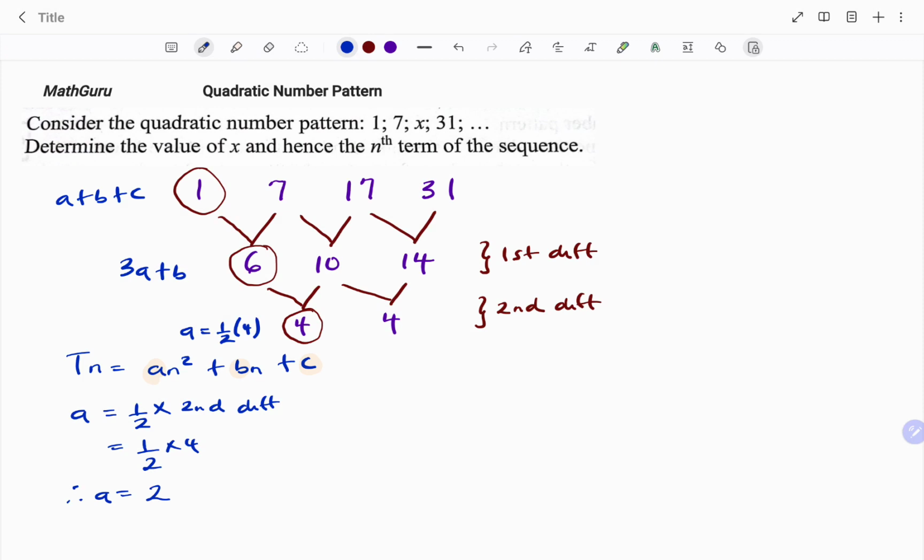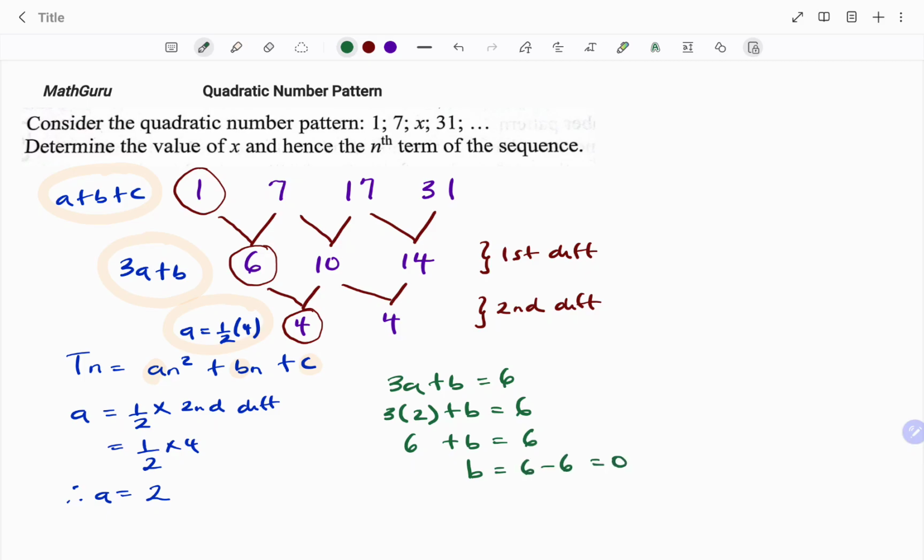I go to the B. So those are the formulas I'm going to use for each stage. Going to B, I have 3A plus B will give us the first value for our first difference, and that is 6. I have 3A, A is 2, so I'm going to replace my A with 2, plus B equals 6. So I have 6 plus B equals 6. Therefore my B equals 6 minus 6, which is 0.